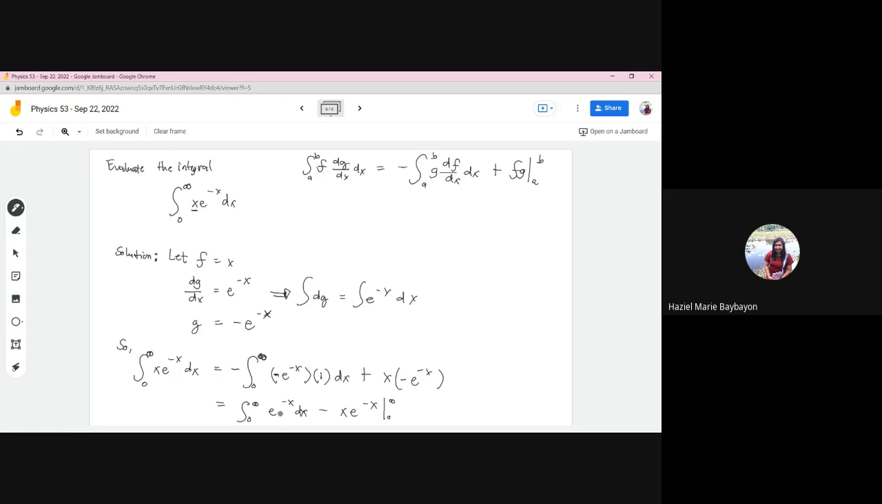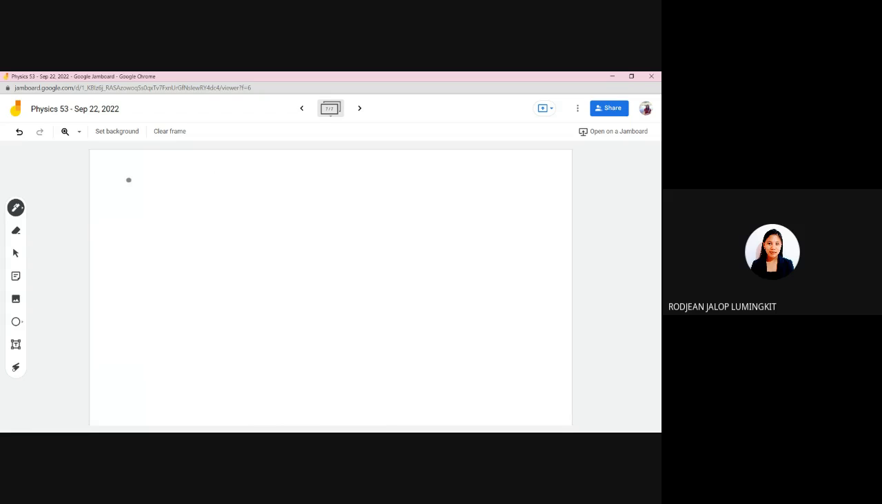So, unsa answer, class? Negative e to the negative x, right? Yes, ma'am. Diba? So, the integral, copy lang na to, is equal to the negative e to the minus x evaluated from 0 to infinity plus f times g. So, negative na lagi niya siya. Minus x e to the negative x evaluated from 0 to infinity. Okay, so let us evaluate this from 0 to infinity.